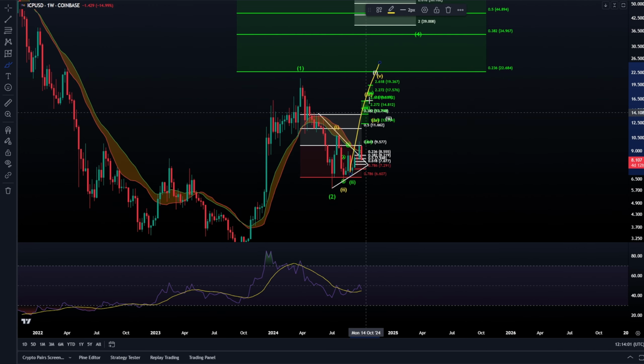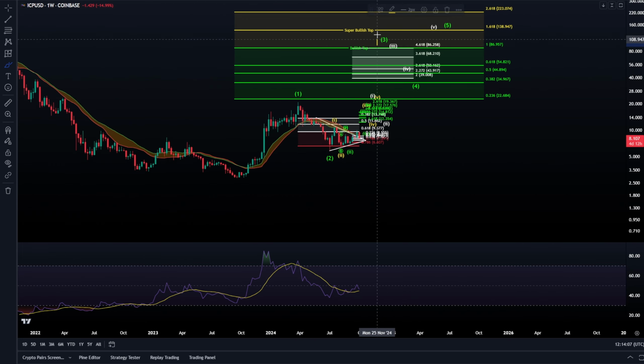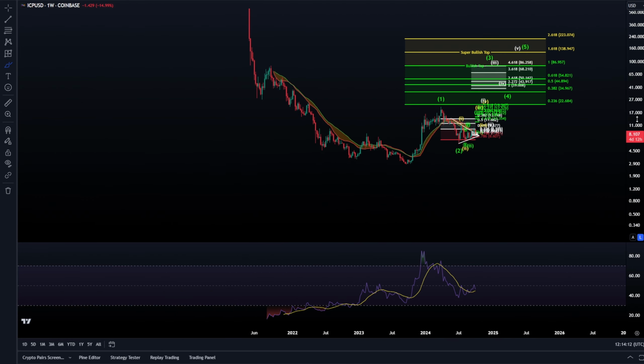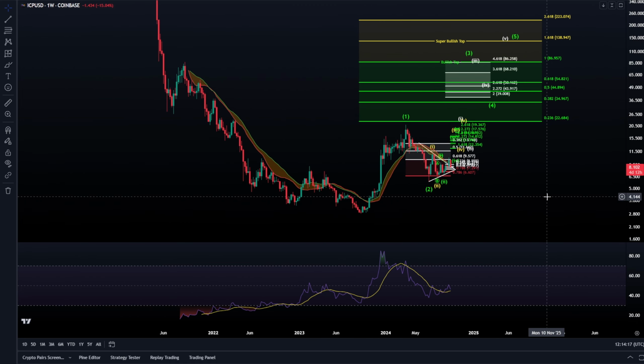Now, maybe it's not going to go up as much as people are expecting it to, but that does not mean that ICP will not get an altcoin season. I mean, I see no indication that we will not get an altcoin season in this cycle, but you never know. Anyways, that's all I have for today.